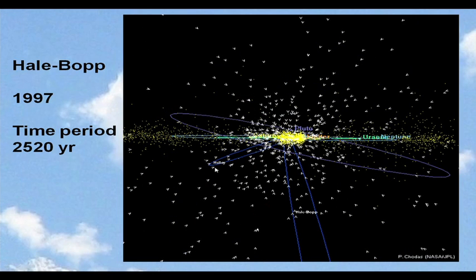Let me show you the orbit of another comet. This comet is called Hale-Bopp, and it appeared in the sky in 1997. This comet is estimated to have a time period of 2520 years, a tremendously long time period. And here you can see the orbit. It is a highly eccentric orbit which goes way beyond the known parts of the solar system.